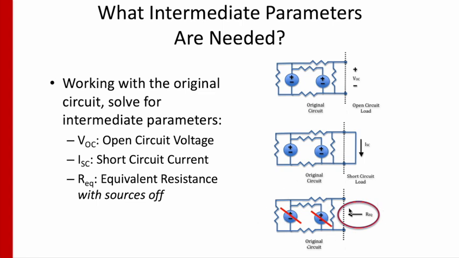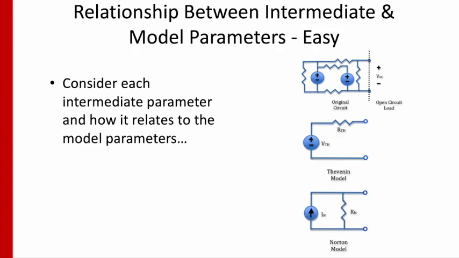And then the resistance that we're looking for is the resistance going from this top connection, through all the various different paths, through series and parallel elements to get to this bottom connection here. It's the resistance looking in to that circuit. Okay, now we need to talk about the relationship between the intermediate parameters that are now defined and the model parameters. Fortunately, that relationship is easy.